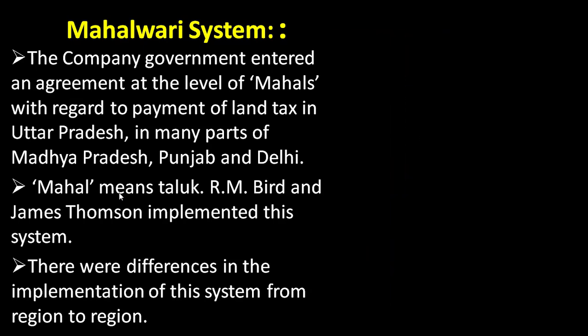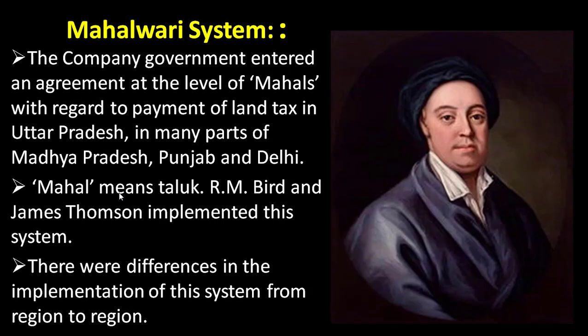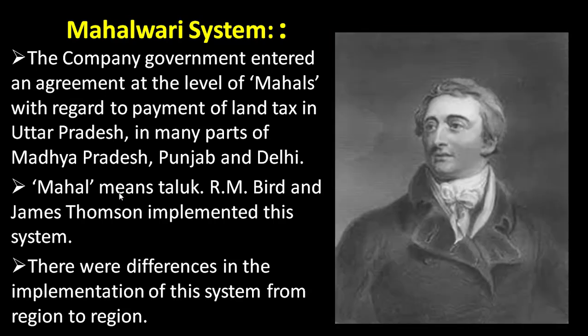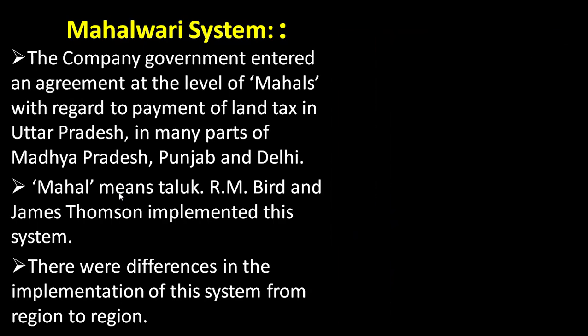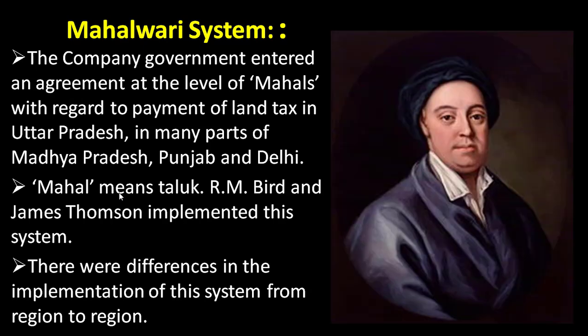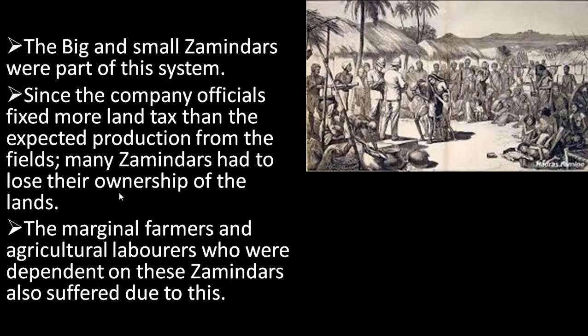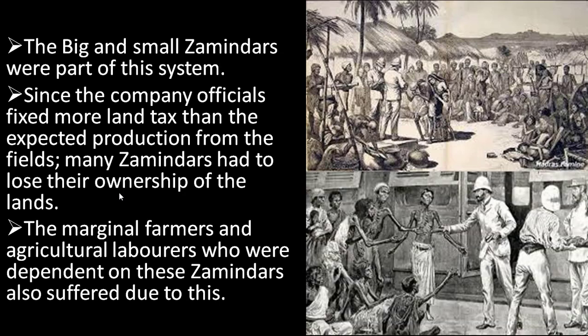These are the two important persons among them: R.M. Bird and James Thomson. The big and small zamindars were a part of this Mahalwari system.